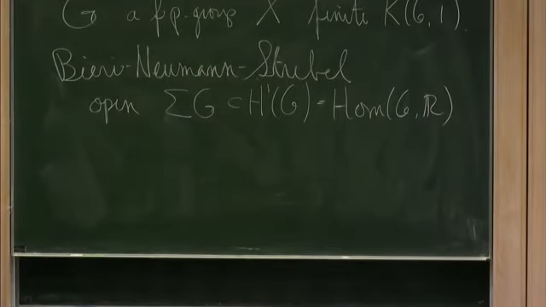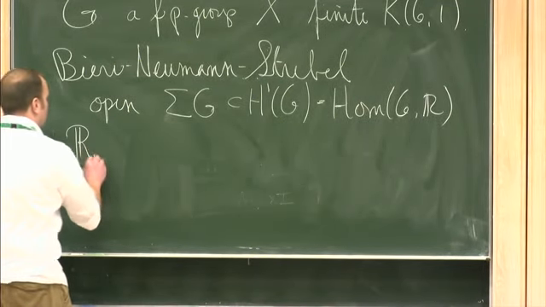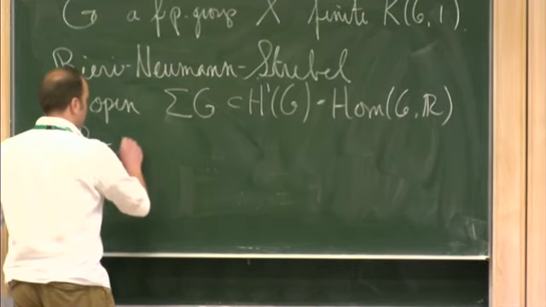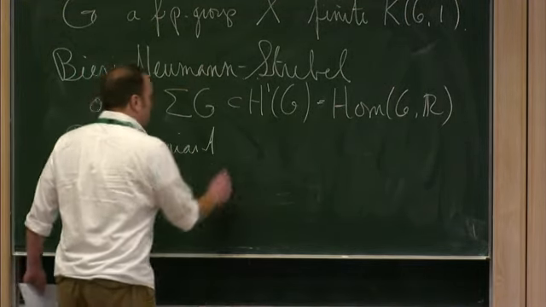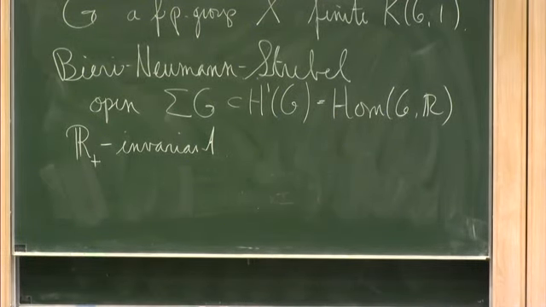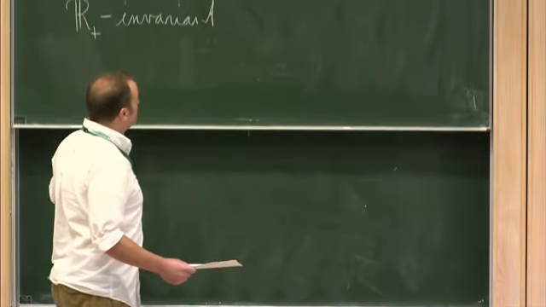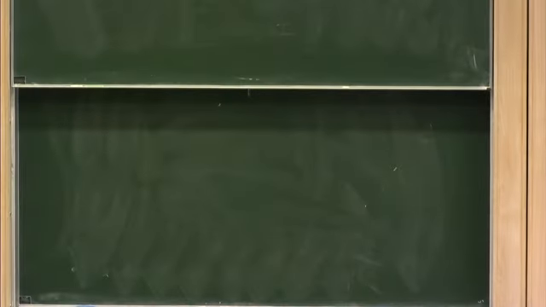And so it's a cone, so it's invariant under positive scaling. There's an algebraic definition, but I don't want to give that. Instead, I want to think about it geometrically. So how do you think about the BNS invariant geometrically? One way to do it is in terms of closed one forms.